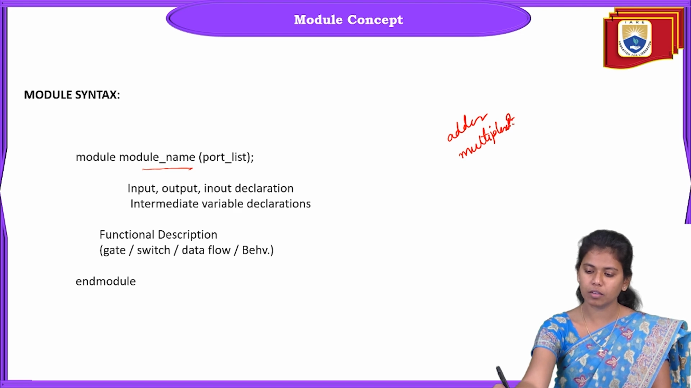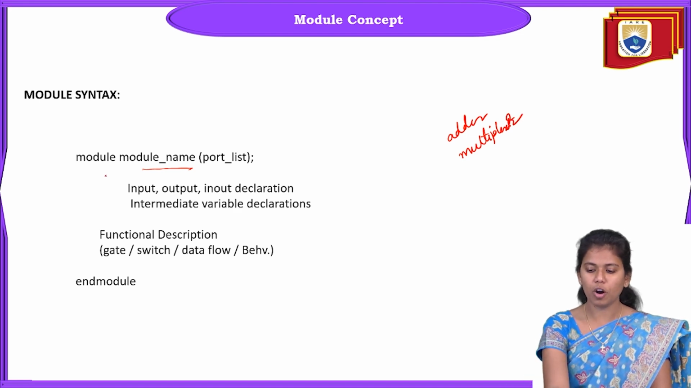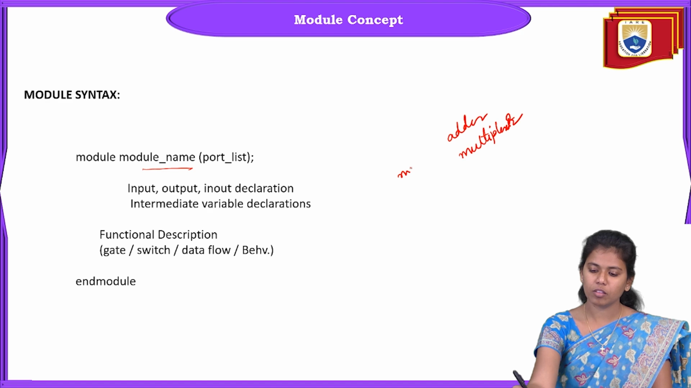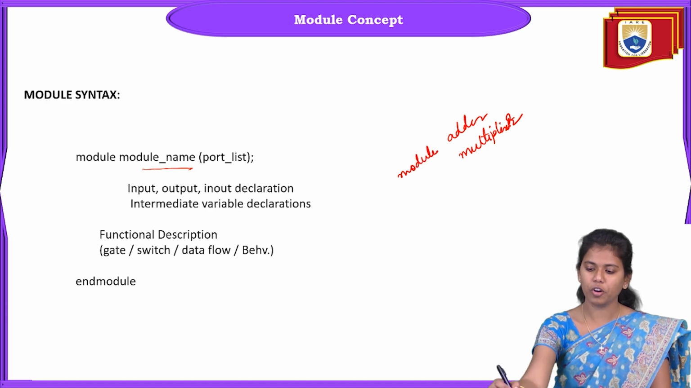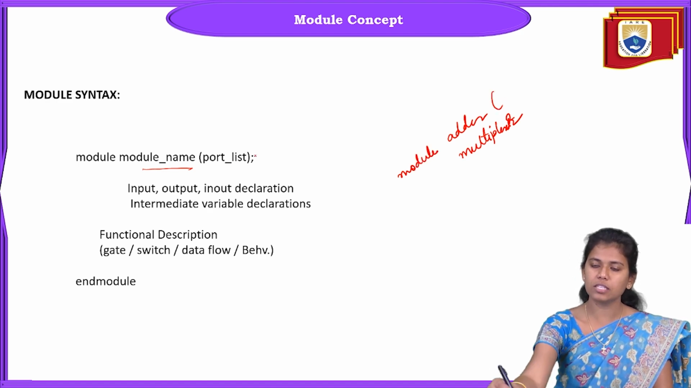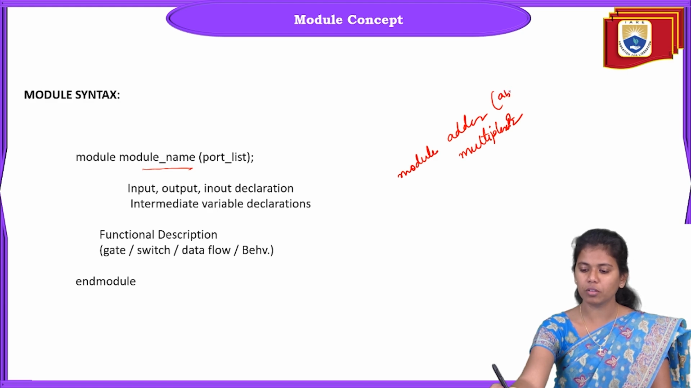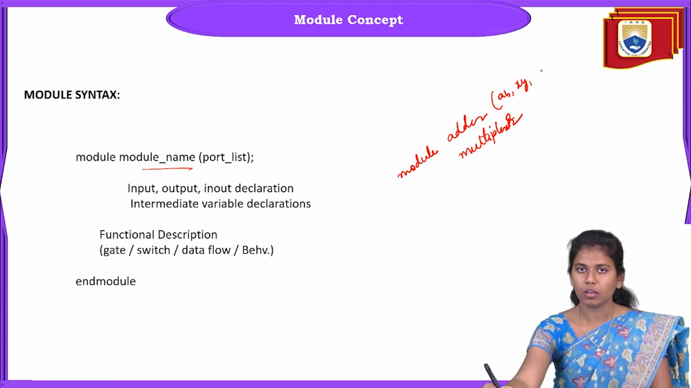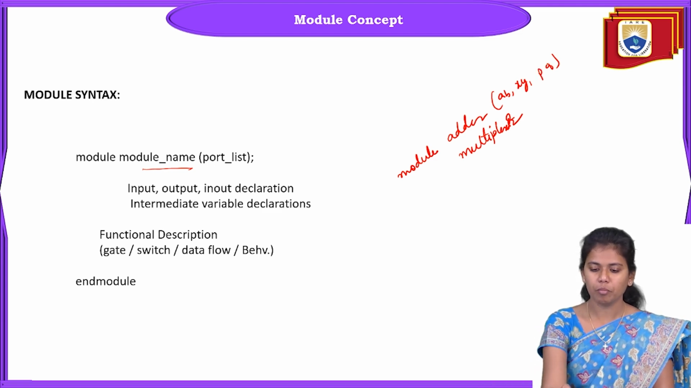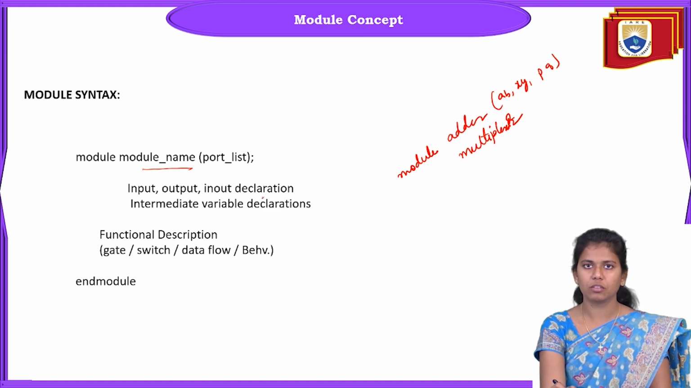Okay, multiplexer, like that. So module name and port list. The port list consists of input port, output port, and input-output port. Okay, port list. Next, input, output, in-out declaration.